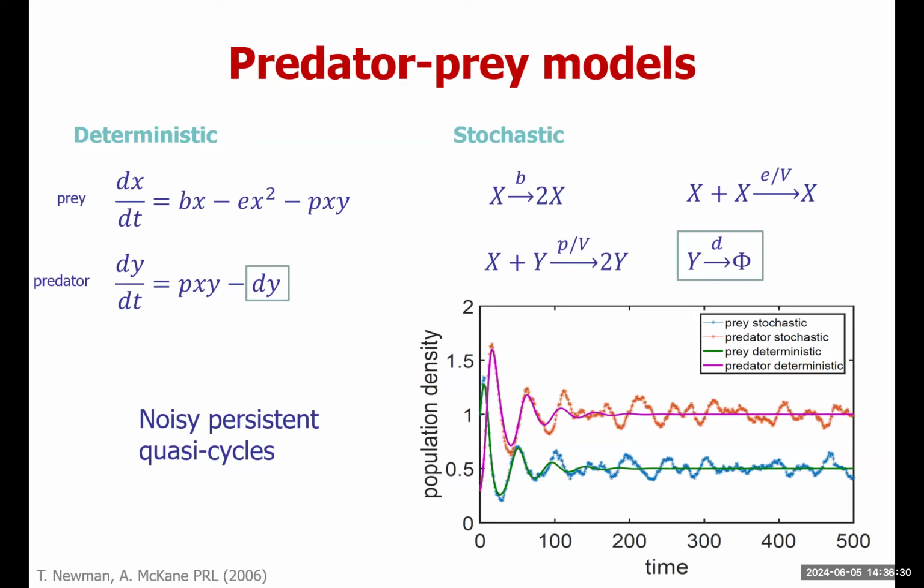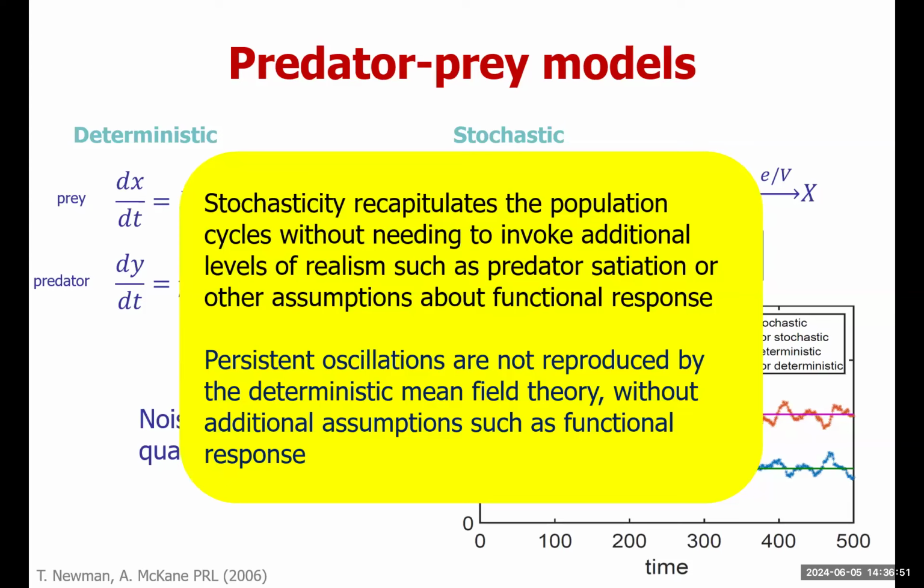All right. So last time we were talking about predator and prey in an ecosystem. I showed you how there isn't a deterministic description of it that gives you the behavior that we see in experiments, and I showed you how one can formulate it stochastically, and so stochasticity recapitulates the population cycles without needing to invoke additional levels of realism.